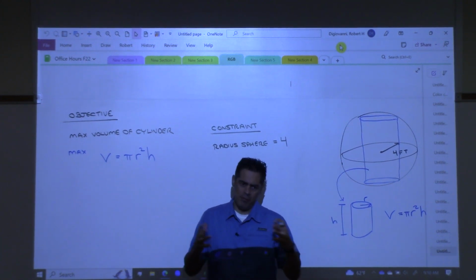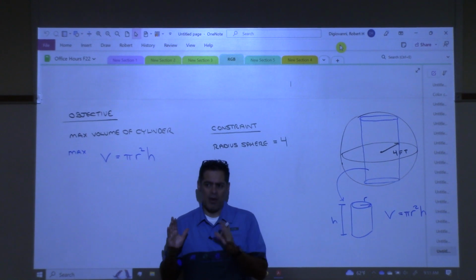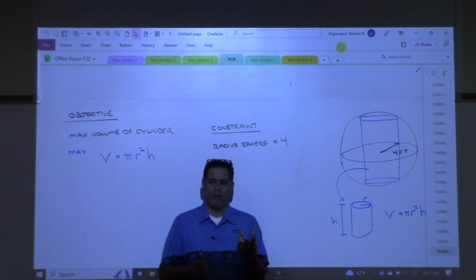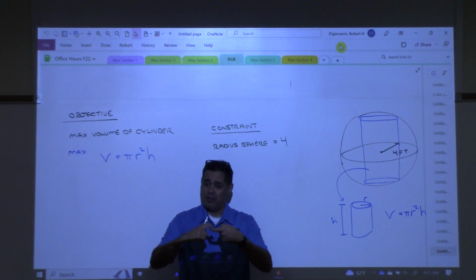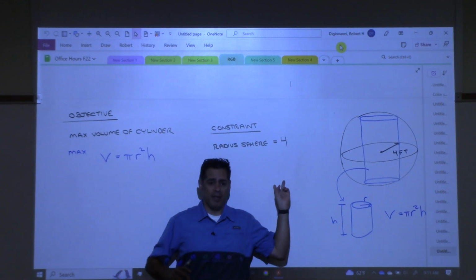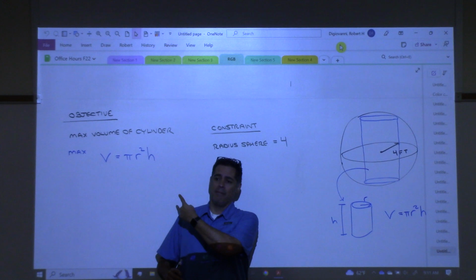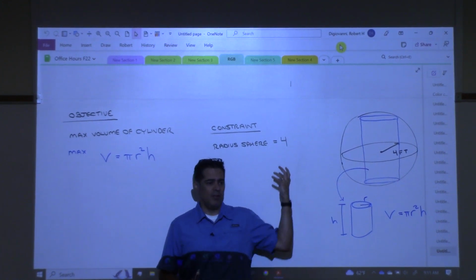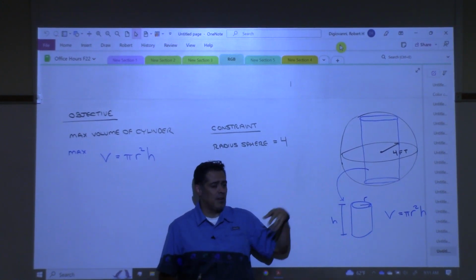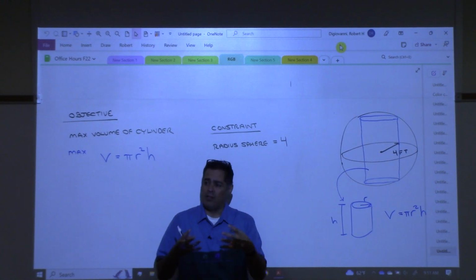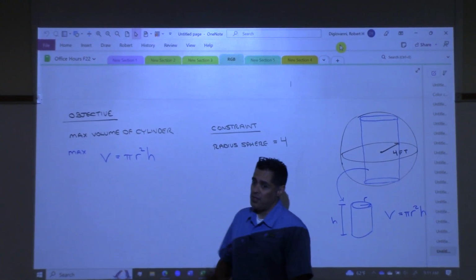That's a constraint, but how is that going to allow me to get this to one variable? So I don't know if you remember last week, but what we were trying to do was in the constraint, we were trying to come up with an equation that had both of these variables in it. And then we would solve for one of them and then plug that in over here. So we need to somehow, using the constraint that the sphere has a fixed radius of 4, use that to come up with an equation with r and h in it, right? Okay, so this is the hard part, all right?